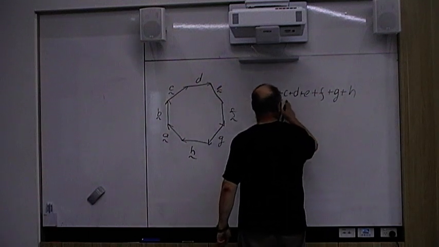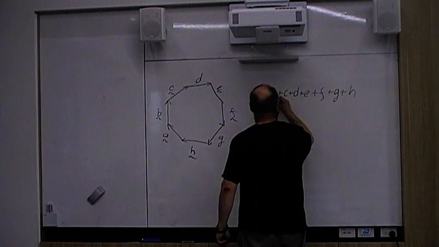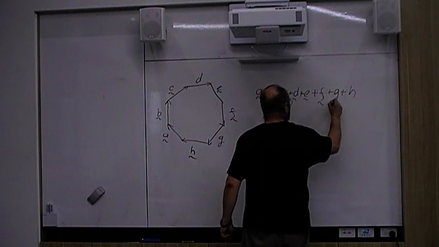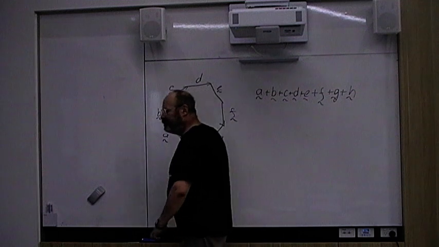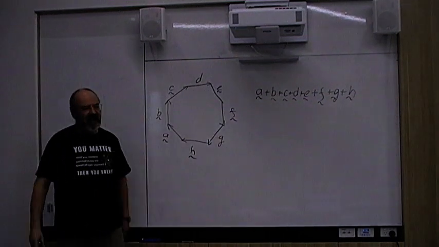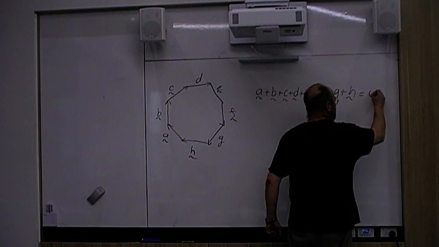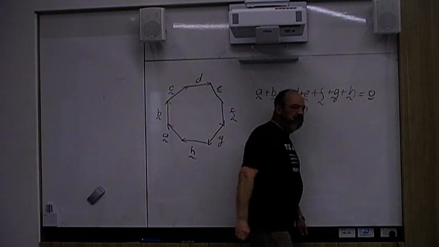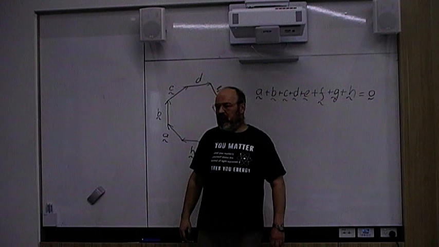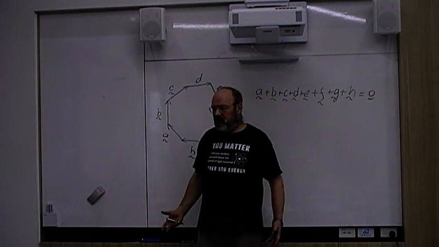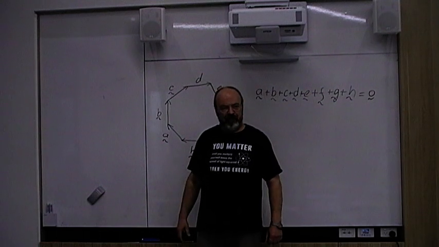What will be the result of this addition? 0. And there will be 0, but you don't write just 0. You need to put this with 0 vector. 0 vector doesn't have direction, it has 0 length.